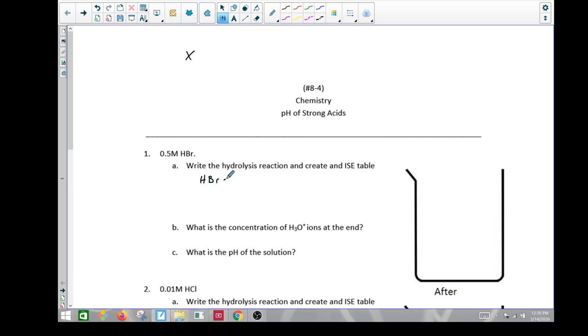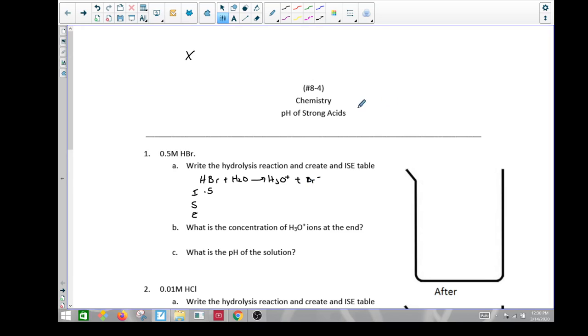HBr plus H2O yields H3O plus, Br minus. 0.5 initial, stoic ratio, end.